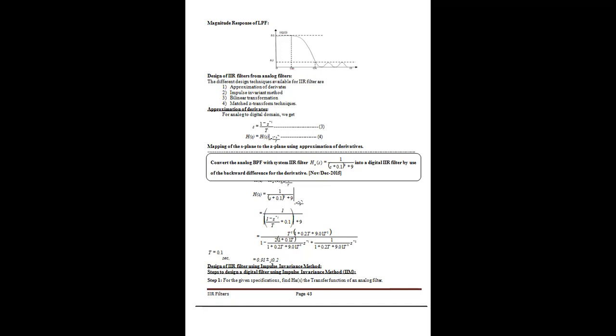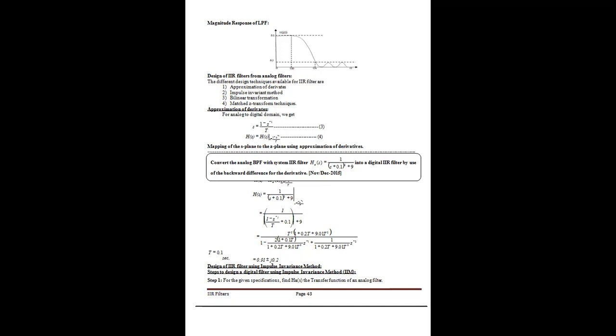So when you are doing the approximation of derivative, going from analog to digital domain, we have to replace S is equivalent to 1 minus Z inverse divided by T. That gives us the expression H of Z, that is, we have to find out the value of H of Z. So H of S will be given, and S has to be replaced by 1 minus Z power minus 1 divided by T. So let me do the problem.